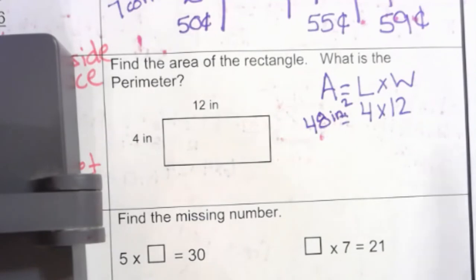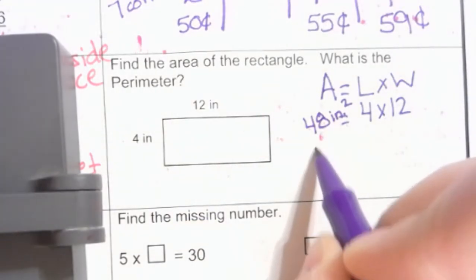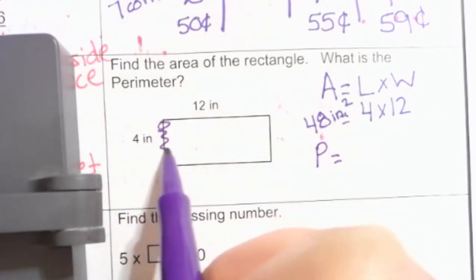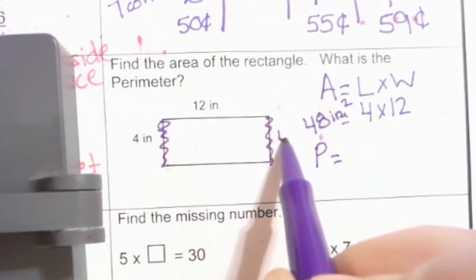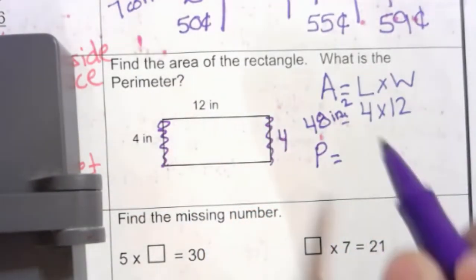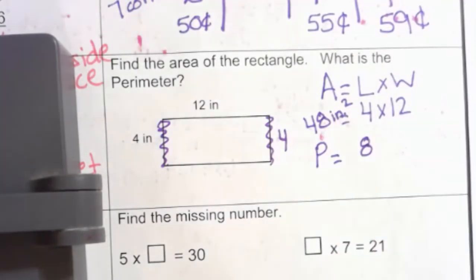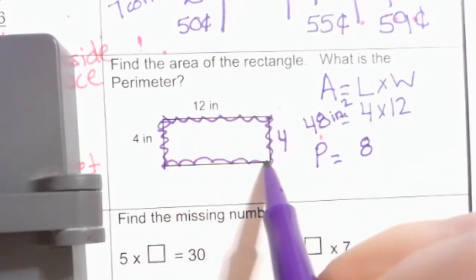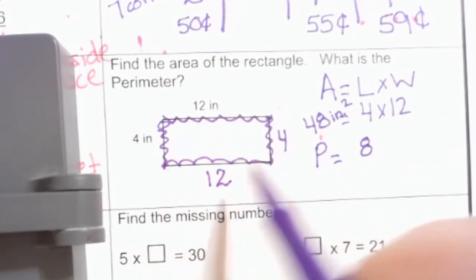Now on the perimeter, we're going to have to add all the sides. So we know if the one side's 4, the opposite side will also be 4. They're the same length in the rectangle. So that's 8. 4 plus 4 is 8. And then across the top, we have 12 inches. And the bottom is a rectangle. The other side would also be 12 inches.